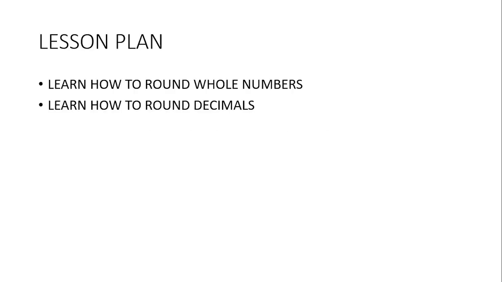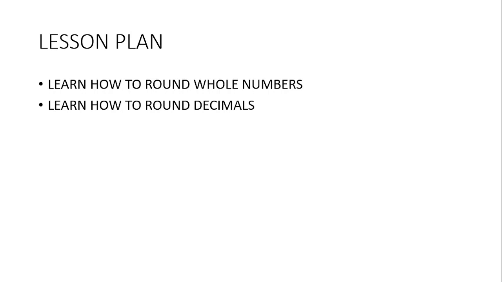All right, rounding numbers. What do we mean by rounding numbers? We mean that we're going to round numbers to a certain place on that number. So in this lesson, we're going to learn how to round whole numbers and how to round decimals, because there is a little bit of a change in the names of the positions of the numbers, whether you are to the left or right of the decimal place.